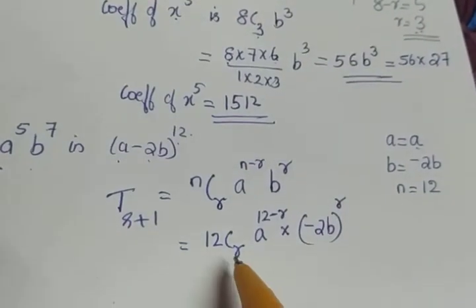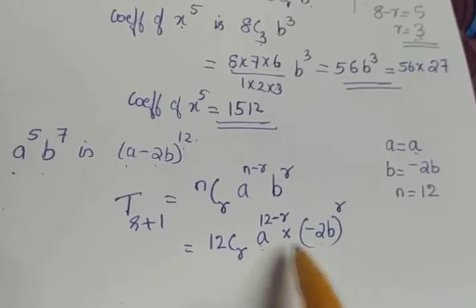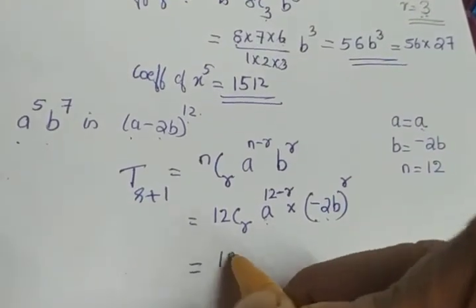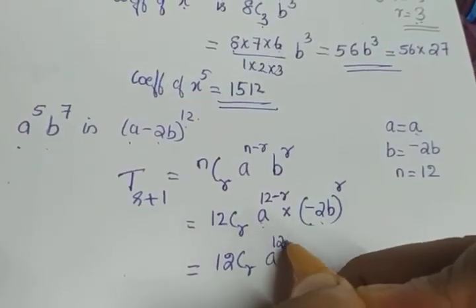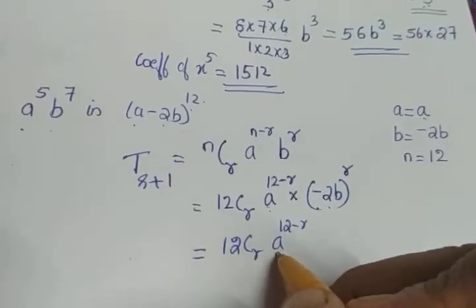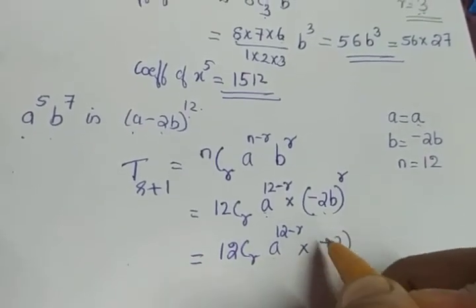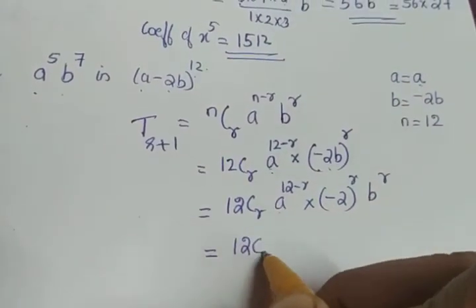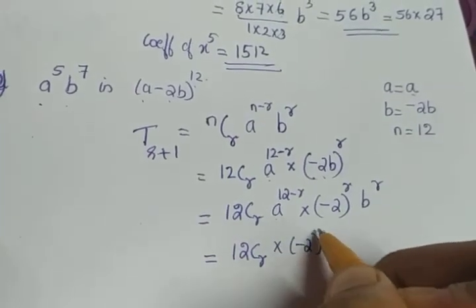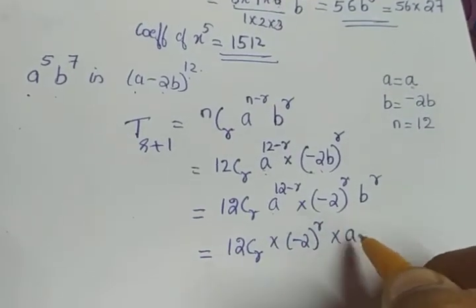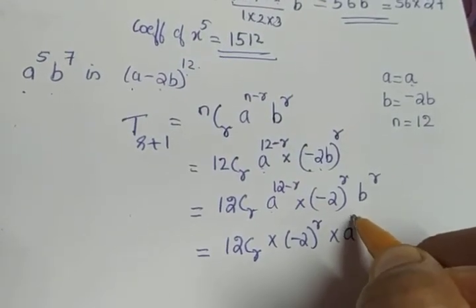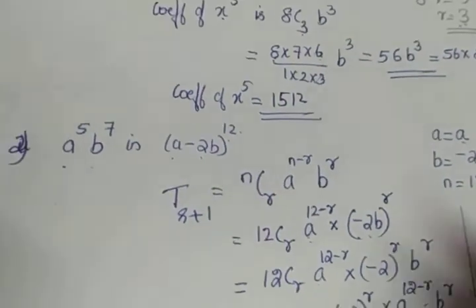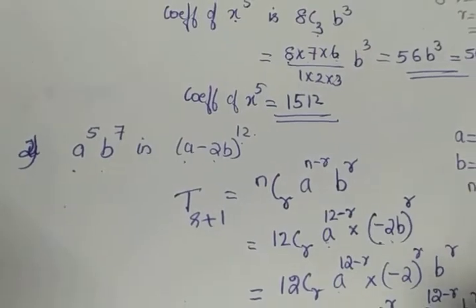Now we have to find the value of r by comparing the general term with the coefficient which we have to find. So if I simplify this, 12Cr into a raised to 12 minus r. There is no simplification for these two. Into here I can write minus 2 the whole raised to r into b raised to r. If I collect the constants together, 12Cr and minus 2 raised to r are constants, and the variables are a raised to 12 minus r into b raised to r.